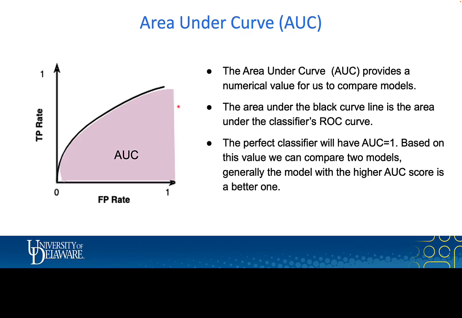The area under the curve, which is AUC, where the curve we are talking about is the ROC curve, quantifies the overall ability of the model to distinguish between classes in classification and gives us a numerical value to compare models. It represents the probability that the model, if given a randomly chosen positive and negative example, will rank the positive higher than the negative. The perfect classifier will give an area under the curve equal to 1. Based on this value, we can say that the higher the AUC score, the better.